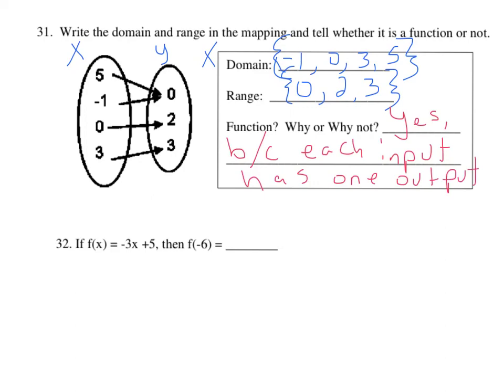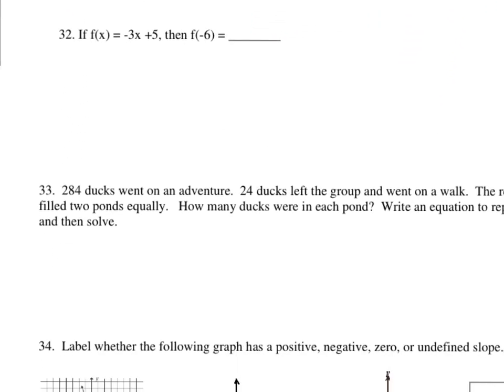Okay. Number 32. If f of x equals -3x plus 5, then f of -6 equals what? So if we take f of x, I'm going to write that down over here on the side, and I put f of -6 under it. We can see that the -6 is taking the place of x in this function notation. Remember, this whole piece means y equals. So we're wanting to know, what does y equal when x is -6?